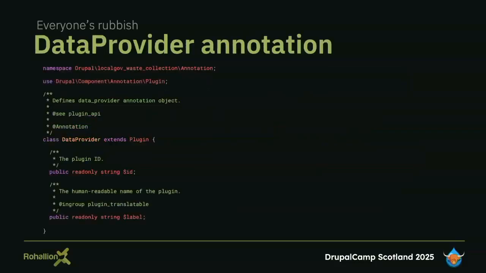So the annotation similarly is related to discoverability and metadata. Because the class is called data provider, our annotation for this plugin type will become @DataProvider, and I'll show you that shortly. And we only set two pieces of metadata: the ID of the plugin, a unique string, and the human readable name of the plugin.